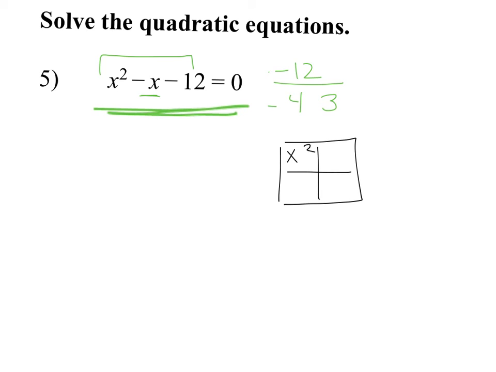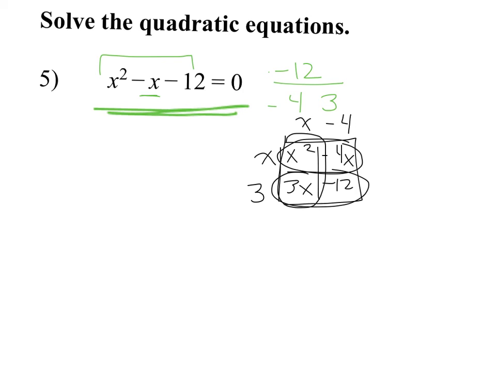So x squared minus 12, minus 4x, and 3x. So I can take an x out of these two. I can take a 3 out of these two. This column I can just take an x. And then I have 4 and 12, which I can take a 4, but then I'll make it negative because the first term is negative. So my factors are x minus 4, x plus 3 equals 0.